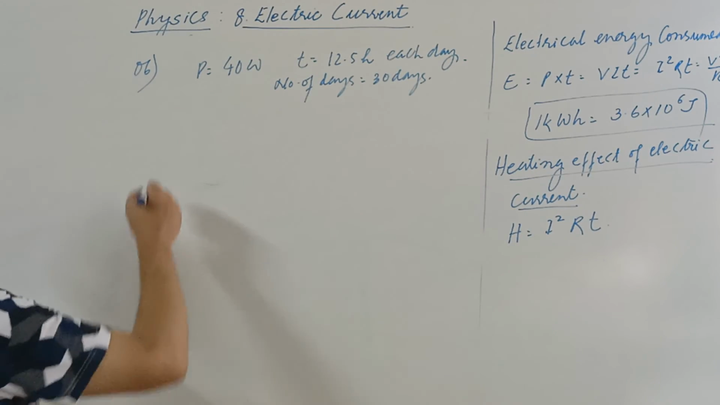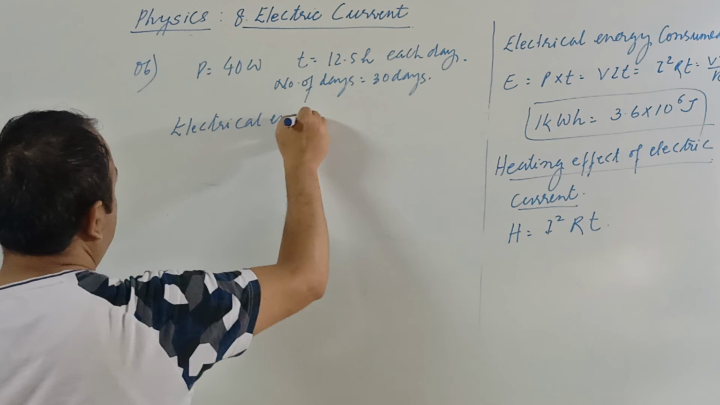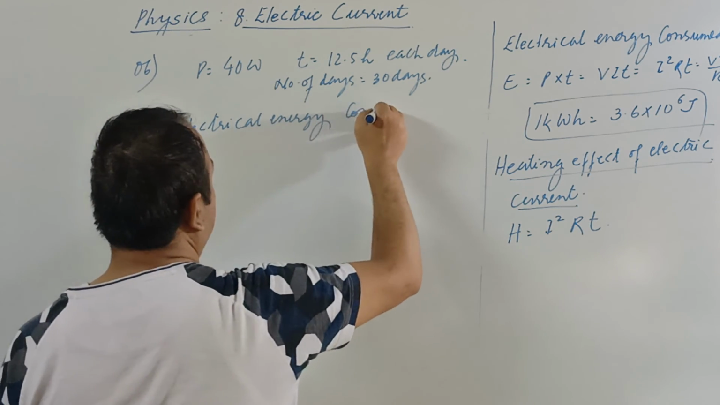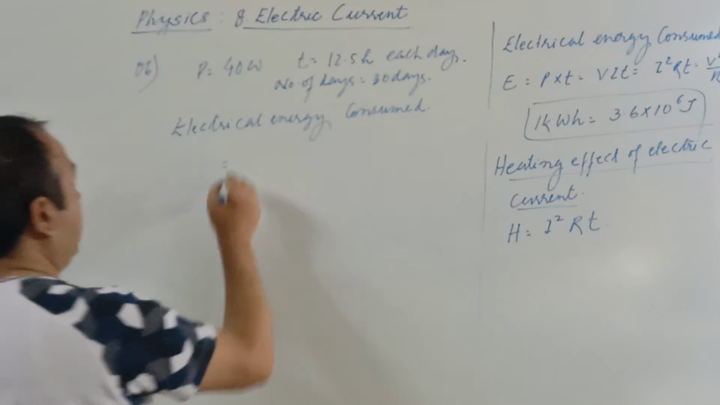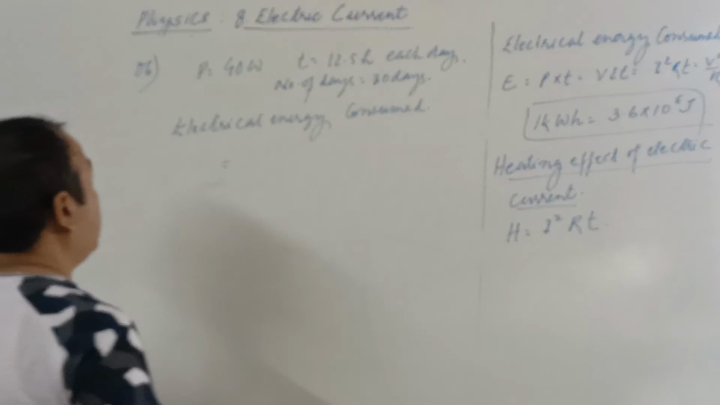Now in this case, how to do? See, whenever we are asked to calculate the electrical energy consumed, if the power is given in watt, we have to always convert into kilowatt. So 40 watt means 40 upon 1000 kilowatt. Then each day 12.5 hours, so for 30 days, into 30. It will come in kilowatt hour.